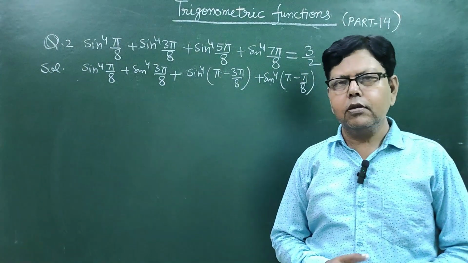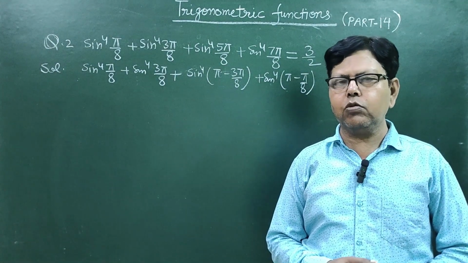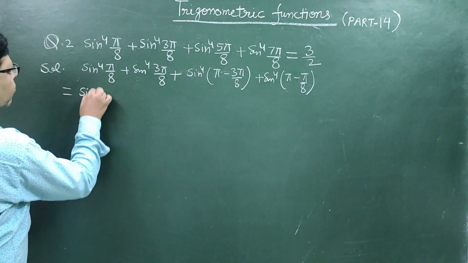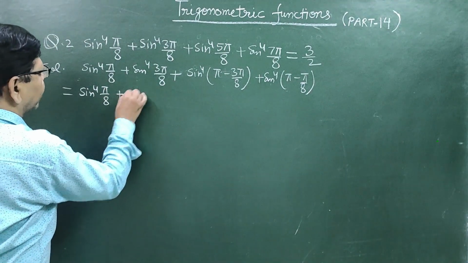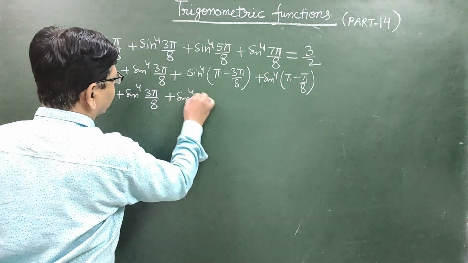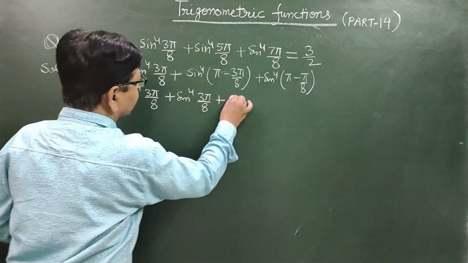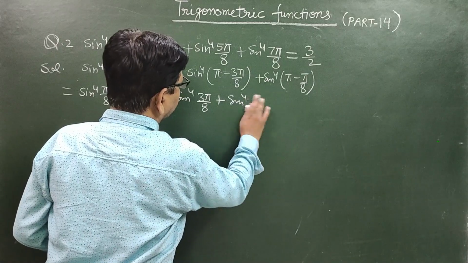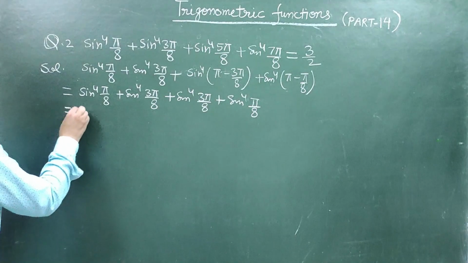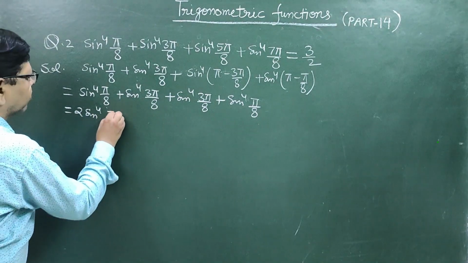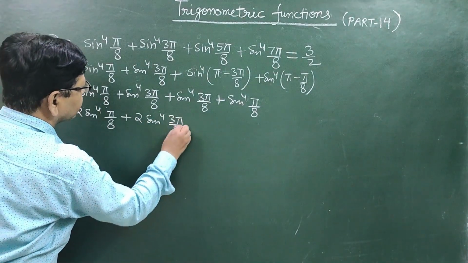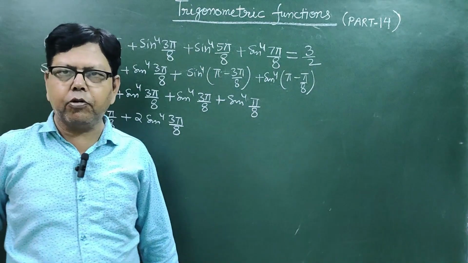And you know sine(pi minus theta) is equal to sine theta, so we can write this is equal to sine^4(pi/8) plus sine^4(3pi/8) plus sine^4(3pi/8) plus sine^4(pi/8). This is pi/8 and pi/8 twice, so twice of sine^4(pi/8) plus twice of sine^4(3pi/8). But you don't know the value of pi/8.